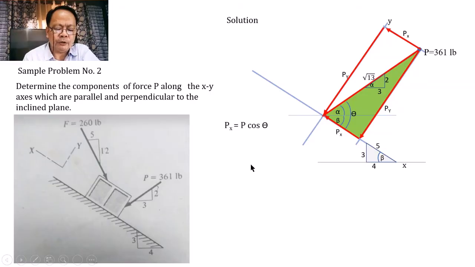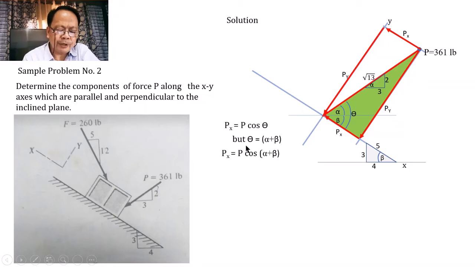Let us show here that our Px will be equal to P times cosine of angle theta. However, we notice that this angle theta is the sum of alpha and beta. Therefore, we say here that theta is equal to the sum of alpha plus beta. So if we are going to substitute this theta here, we shall have Px equal to P times cosine of alpha plus beta.